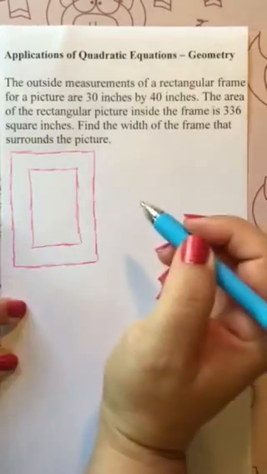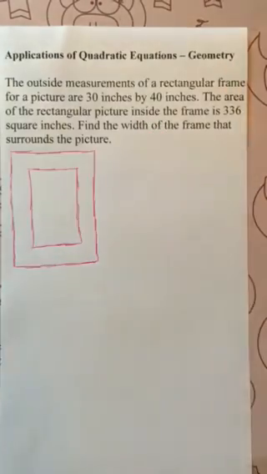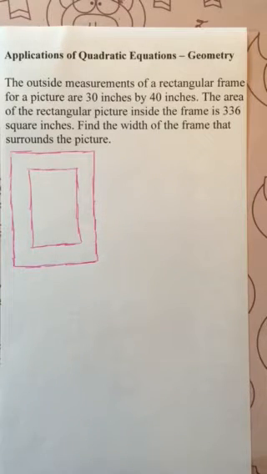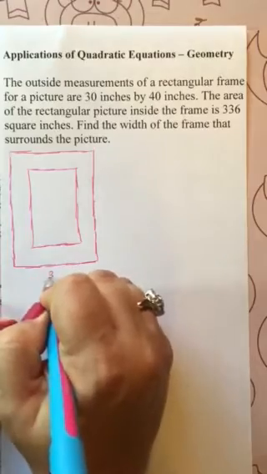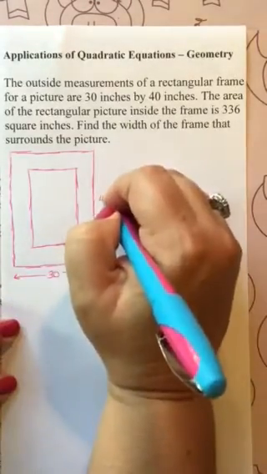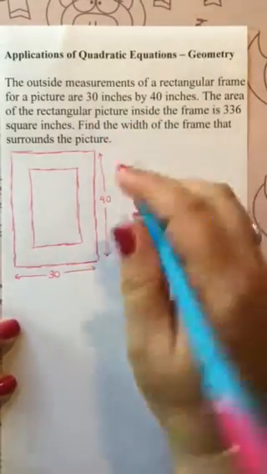And of course you have a picture of your cat in here, right? All right, so let's see what they tell us. The outside measurements of the frame are 30 inches by 40 inches. So they're telling me that the outside measures 30 by 40. So this is a huge picture frame. You really love your cat.